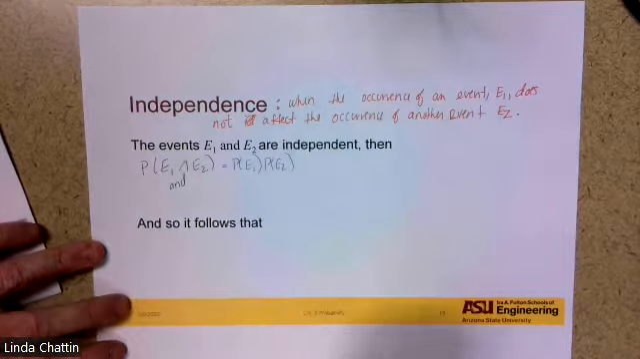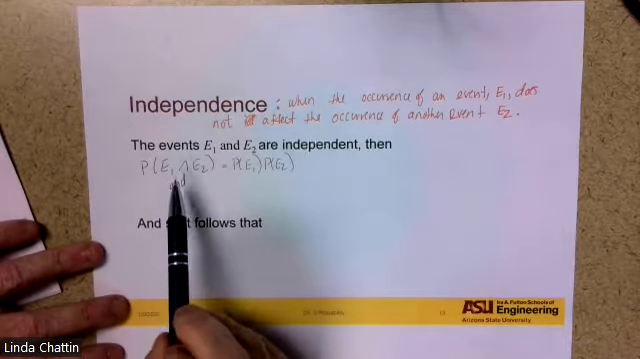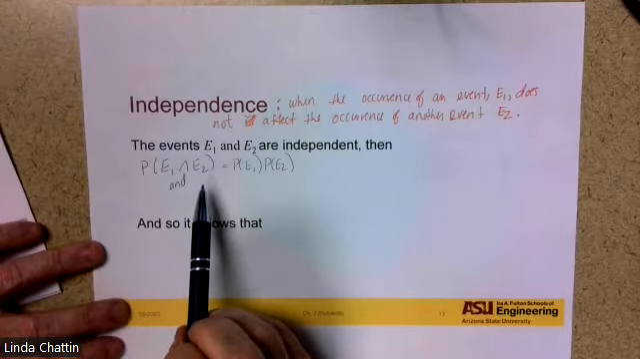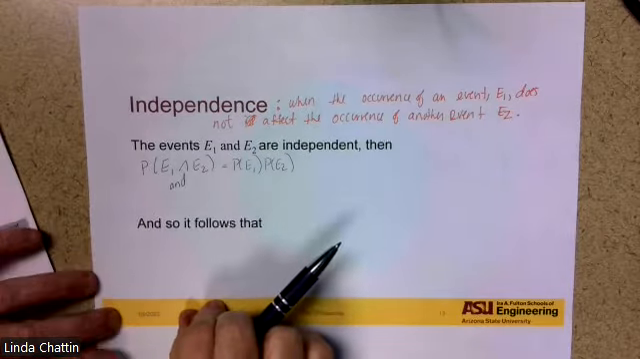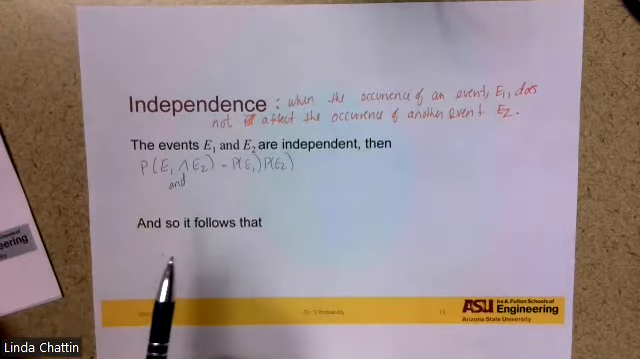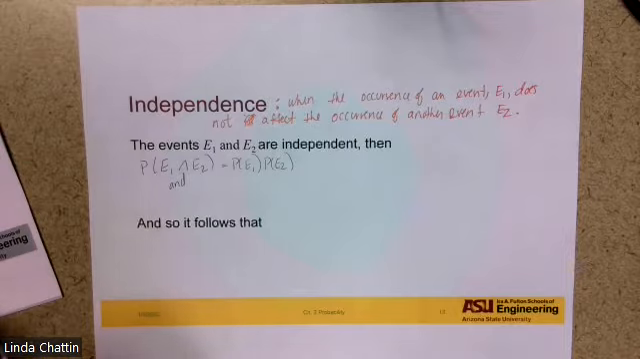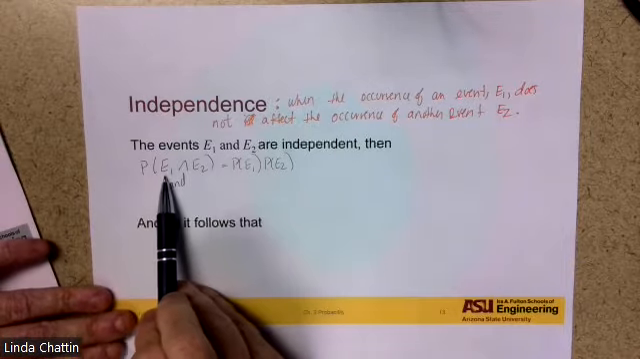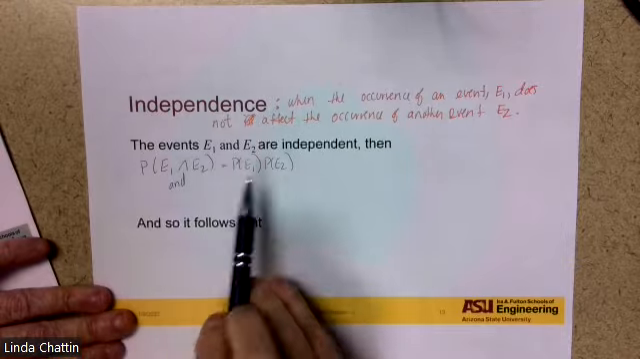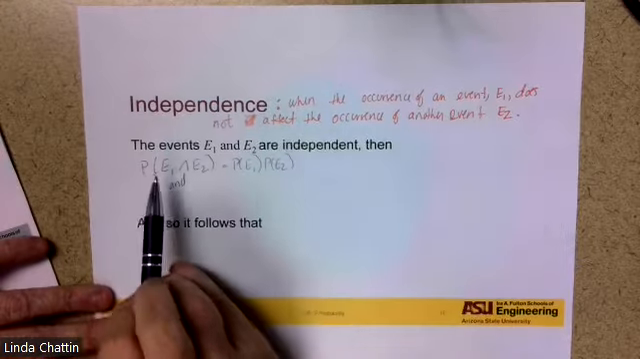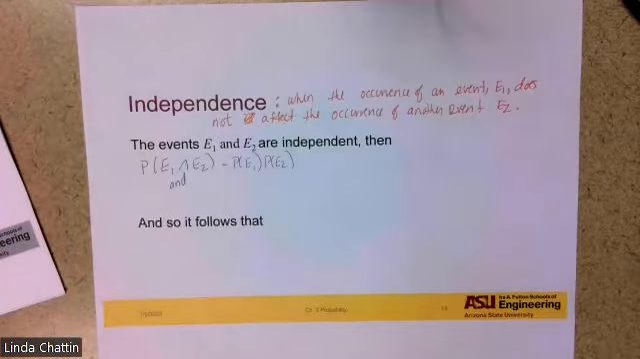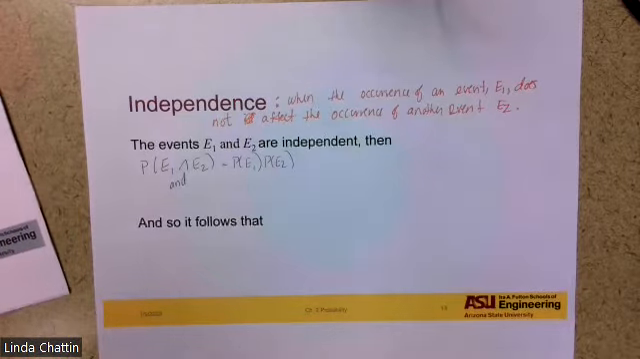So for example, suppose E1 is that I throw a 1 when I throw a fair die, and E2 is that I throw a 2. The probability that I throw a 1 and then a 2 in sequence would just be 1/6 times 1/6. The fact that I throw a 1 on my first throw has no bearing on what I throw on the second throw. So this is what independence is.